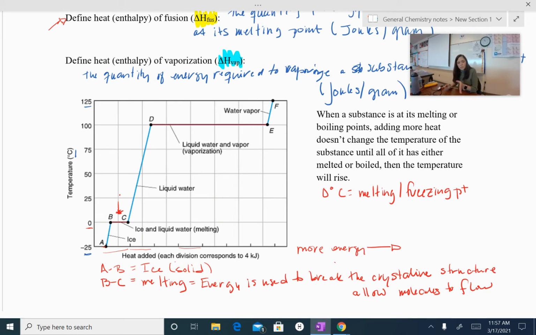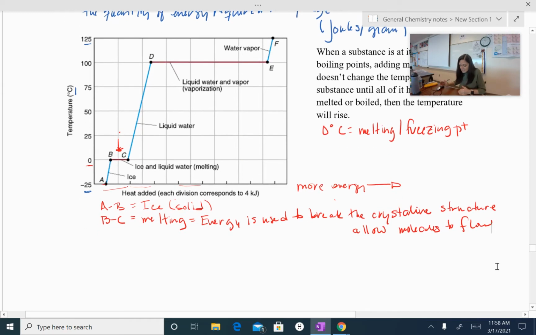Notice though, once all our water is melted, then we can actually start raising the temperature. So between C and D, we have liquid water, and once it's all liquid, then I can start heating up that water again. And then all of a sudden at D, our temperature doesn't change again. But look at all this energy that we're putting in. We're putting in so much energy, but that temperature isn't changing. What's going on? What is that energy being used for?